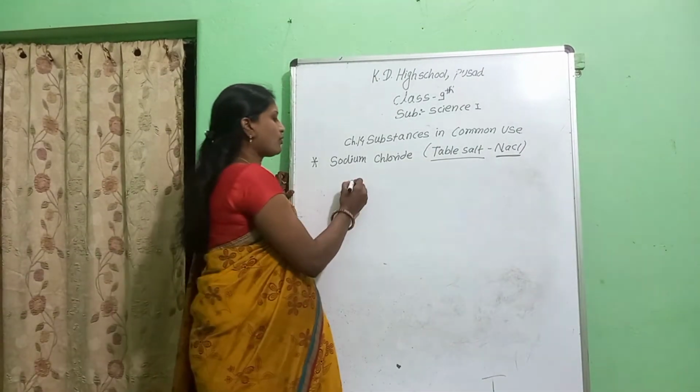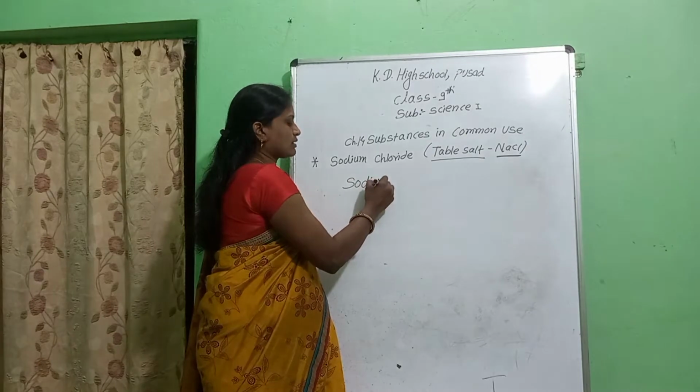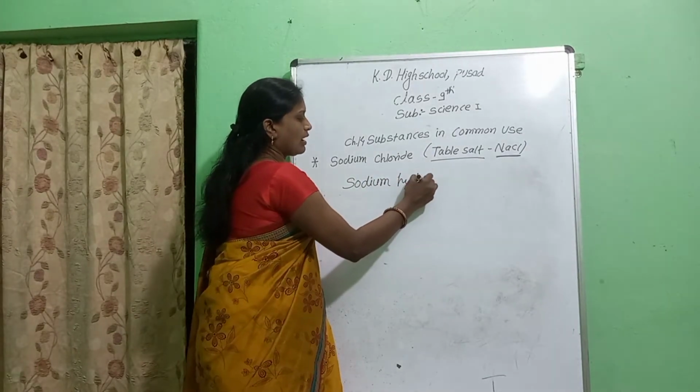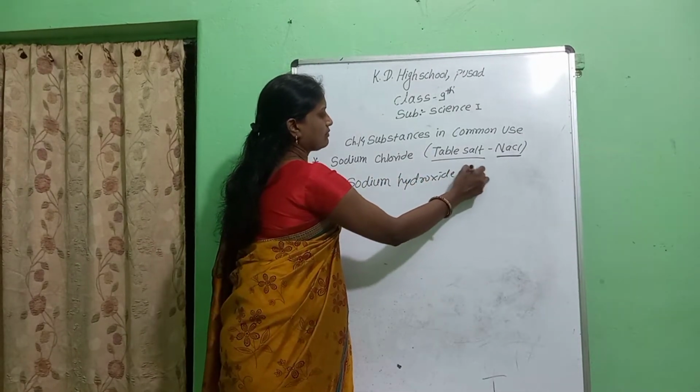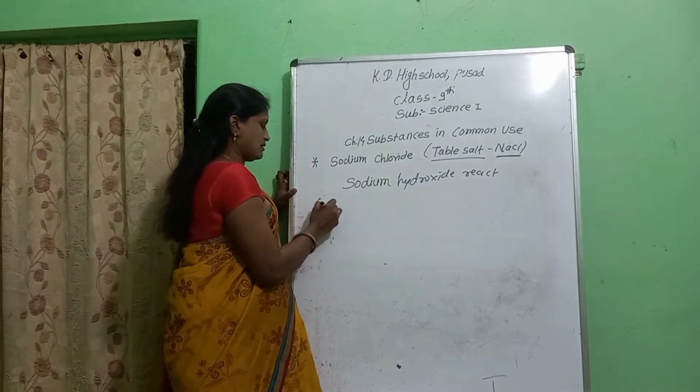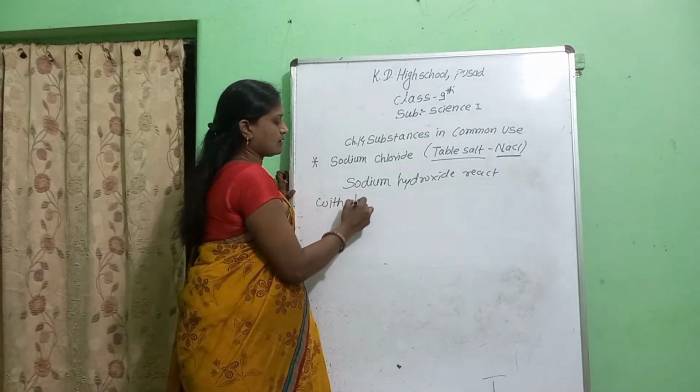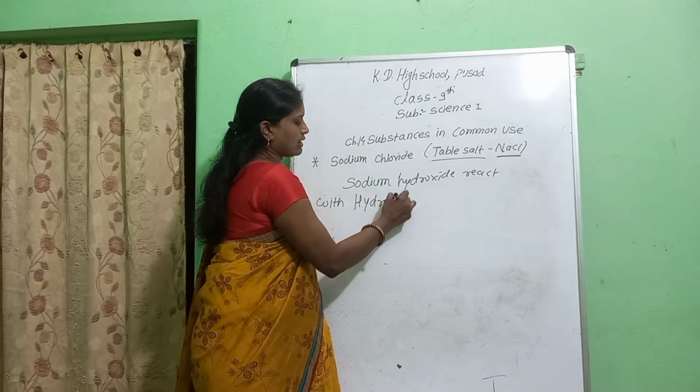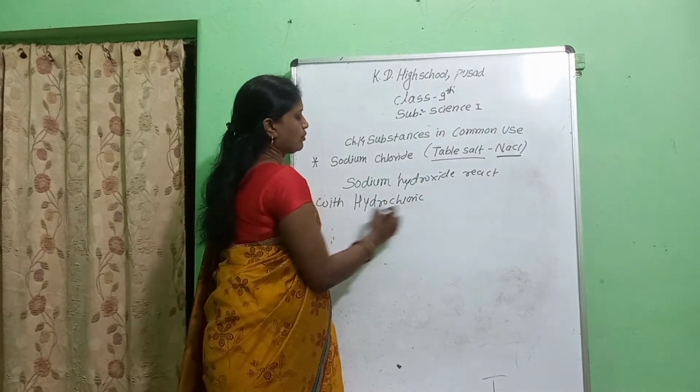What happens when sodium hydroxide reacts with hydrochloric acid? Sodium hydroxide reacts with hydrochloric acid. You already know both these substances.